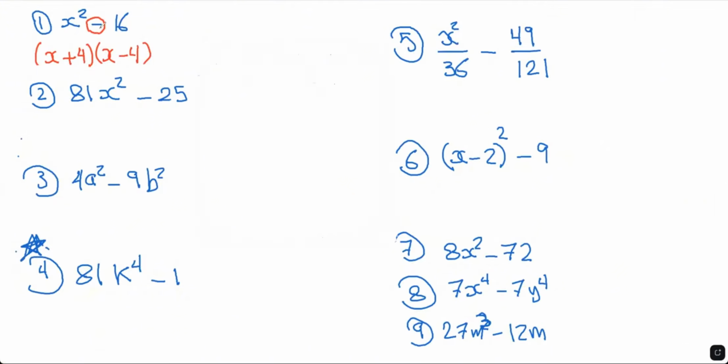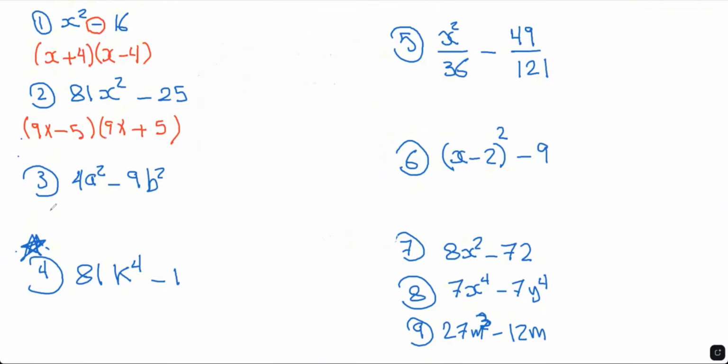The second question, 81x squared minus 25. All three conditions are met. Two perfect squares, a binomial, and a negative in the middle. Now the square root of 81x squared is 9x, so we put that in the first bracket and the second bracket, and then the square root of 25 is 5. So we have 9x minus 5 and 9x plus 5.